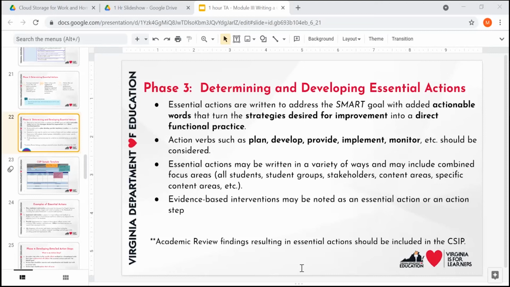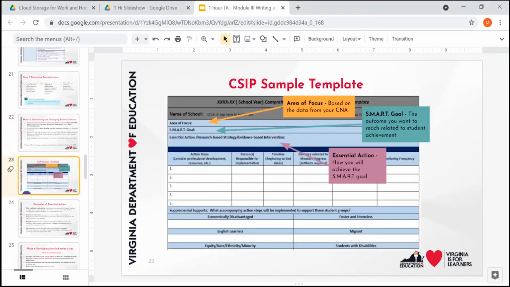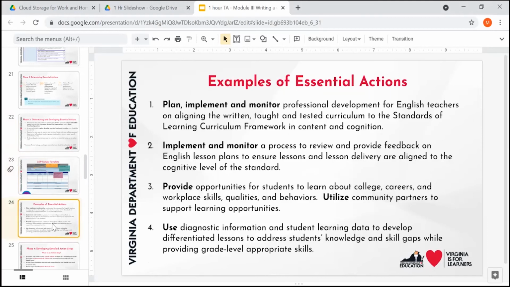Okay, so if we look at that template again, right, we've got that area focus, we've got your SMART goal, the outcome you're trying to reach for your students, and then the essential action is the how, right? How are you going to reach that SMART goal? What are you going to put in place? What strategies are you going to use? Research-based strategy, evidence-based intervention, what are you going to do? Okay. We have a couple examples here of some essential actions for you to take a look at.